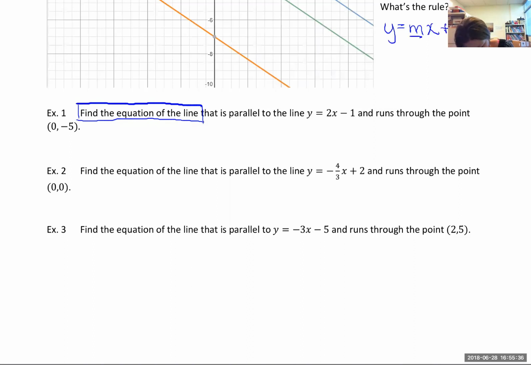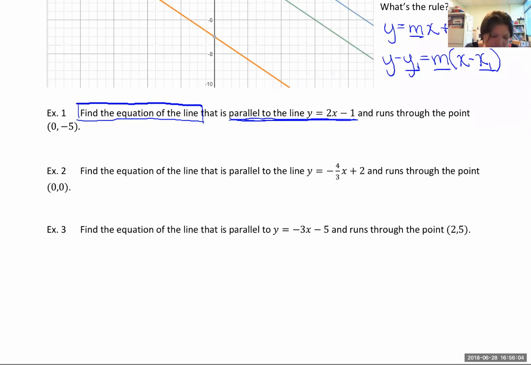Slope-intercept form, or the y minus y1 equals m times the quantity x minus x1, which is the point-slope form. Whichever one of these we use is going to depend on what we've been given. So let's look at what we've been given. What do we know? Well, we know this fact. Our line is parallel to this line, y equals 2x minus 1.